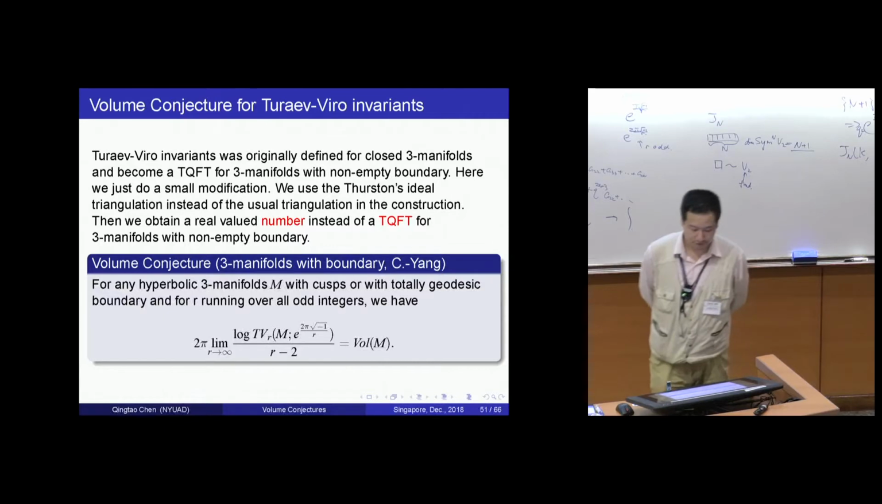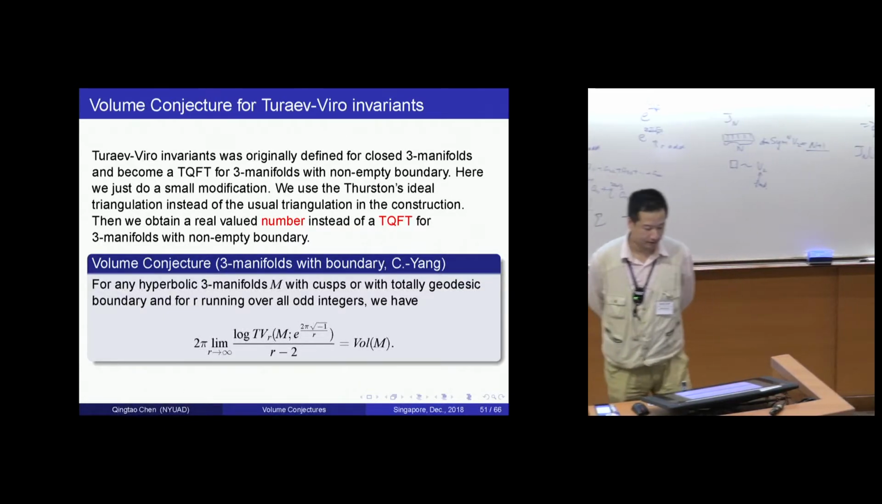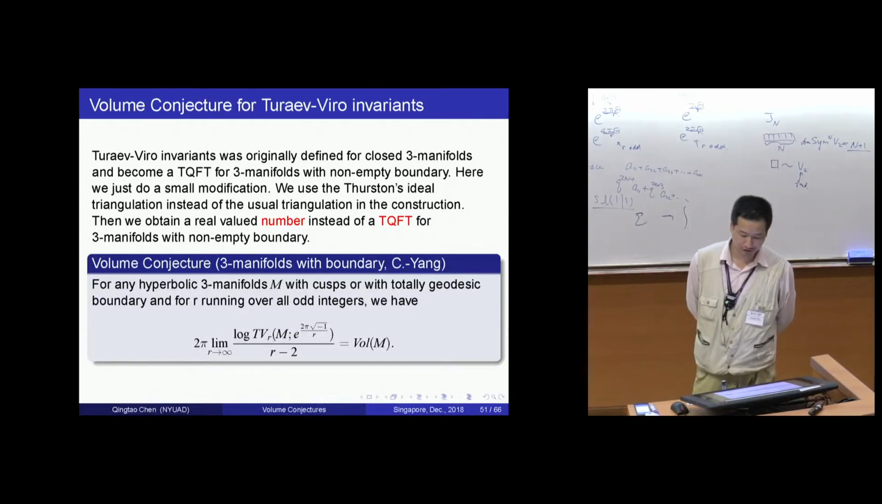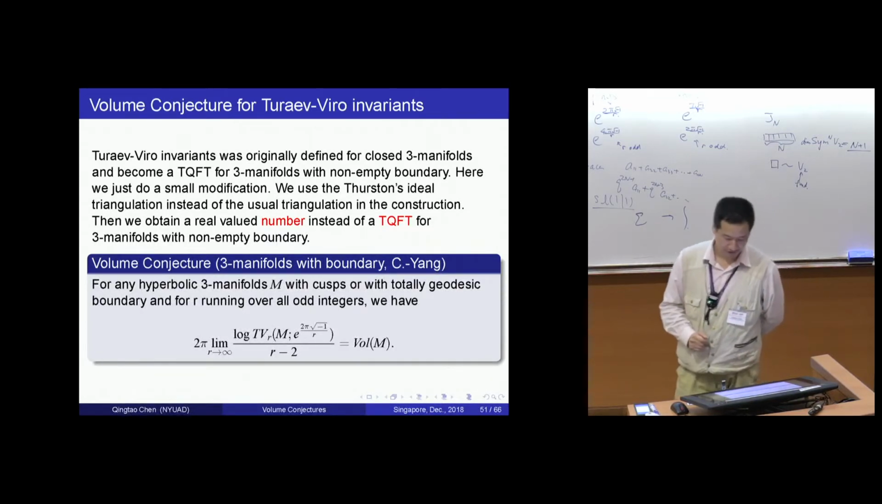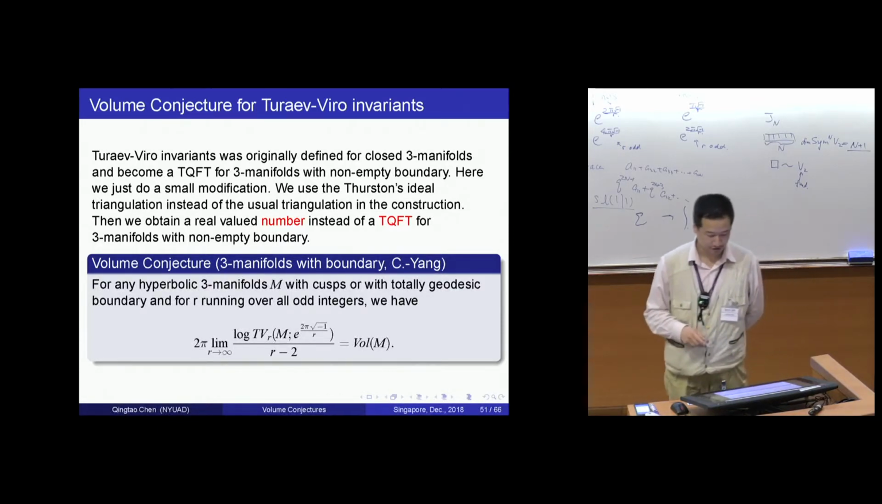Turaev-Viro invariants were originally defined for closed 3-manifolds. And it became a TQFT for 3-manifolds with non-empty boundary, because when you take a manifold with a boundary, you will have a vector space on the boundary. And here we just do a small modification. We use Thurston's ideal triangulation instead of the usual triangulation in the construction.